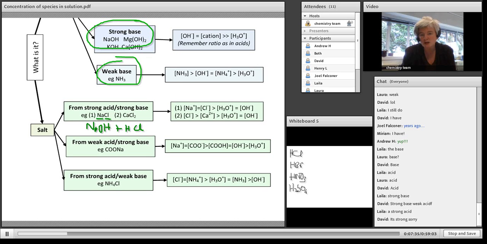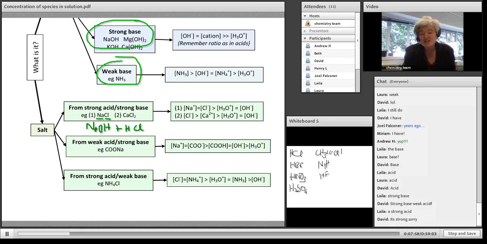And the weak ones we had to learn was the ethanoic acid. Sorry, I know this is a little bit slow. I can't really write very well with my mouse. We had the ammonium ion, and we also had HF that you had to know. Okay? Right, so it's strong.